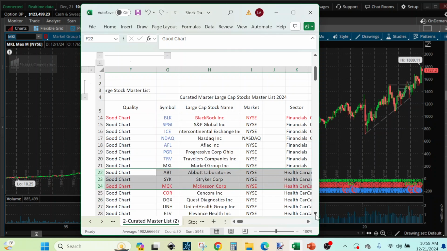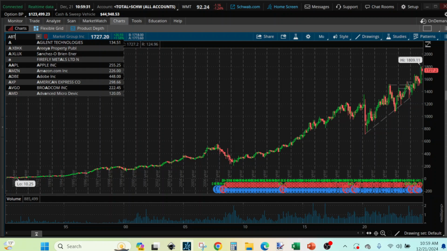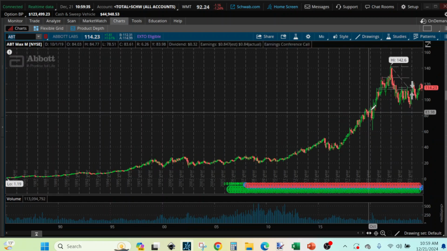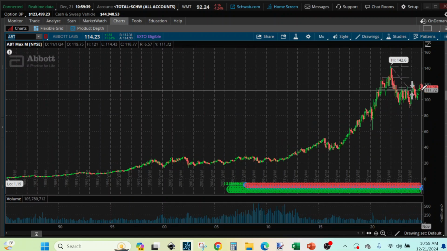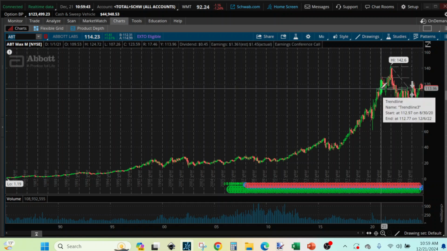ABT, Abbott. It is a company that I like. However, I cannot swing trade it. The price here is above the prior year peak, so no.